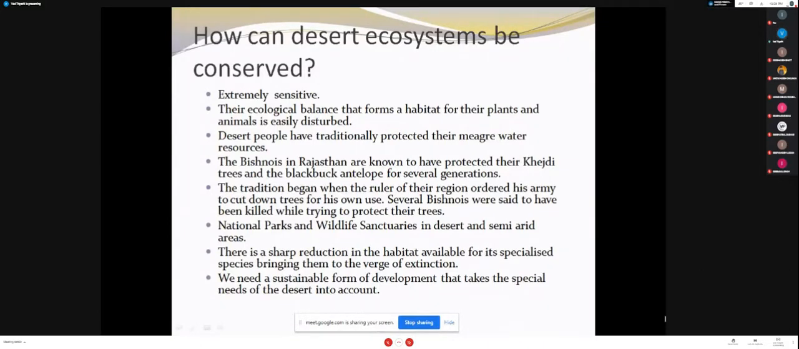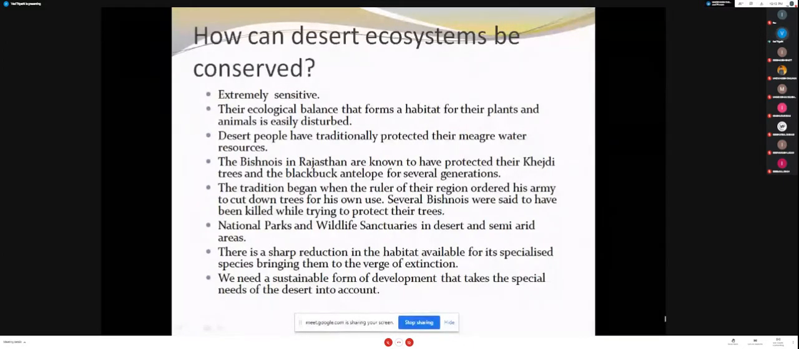So how can we conserve the desert ecosystems? We should first of all understand that they are extremely sensitive ecosystems, and their ecological balance, which forms the habitat for various plants and animals, can be easily disturbed by human activities. Desert people who have traditionally protected their meager water resources should be supported. The water resources in these desert ecosystems should be supported.